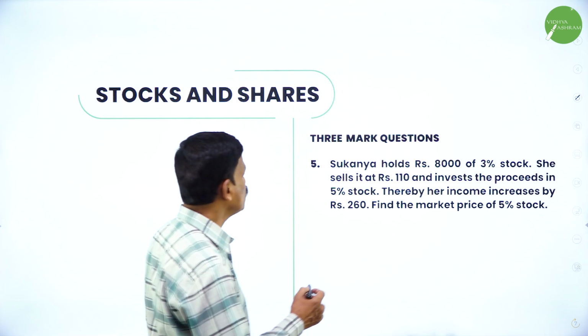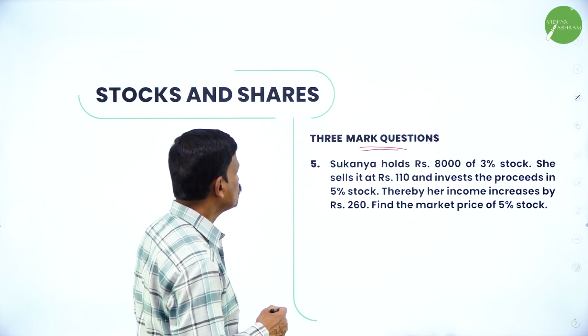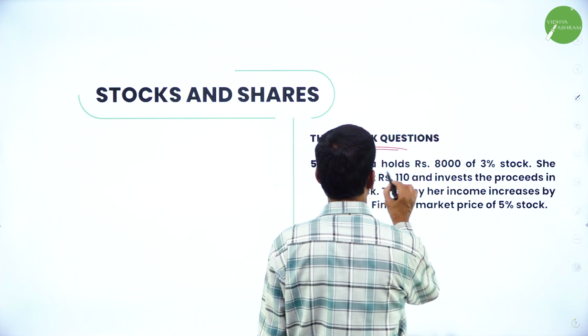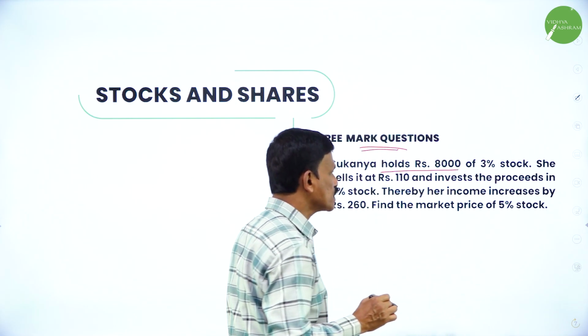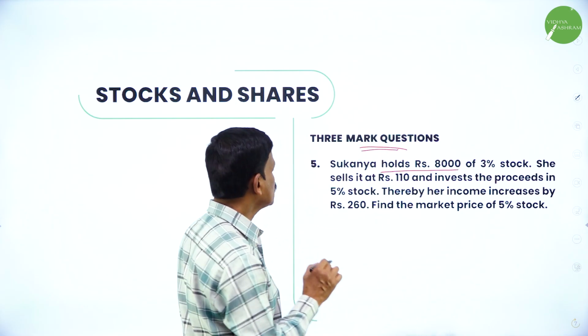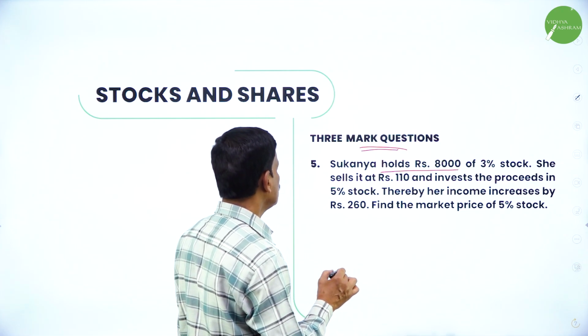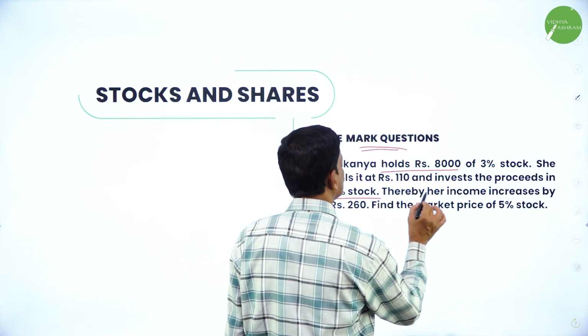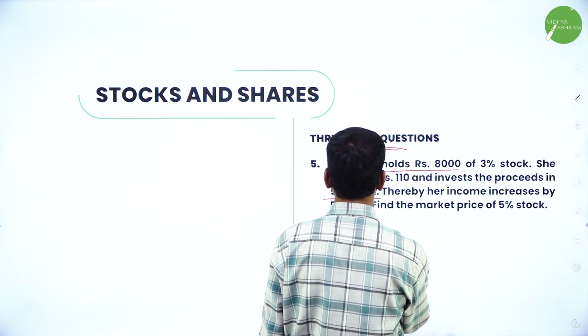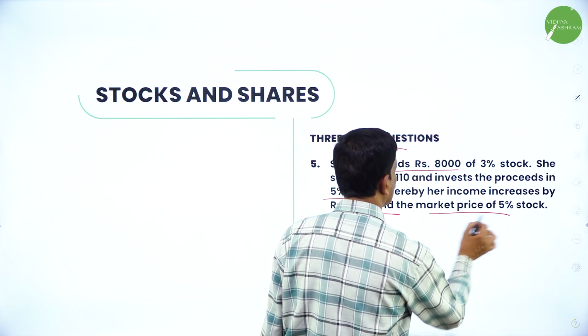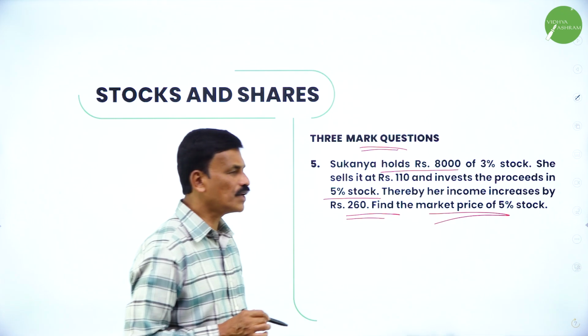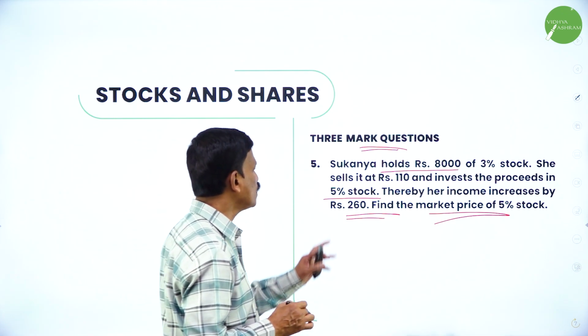Now let us discuss 3 marks questions. Sukanya holds rupees 8,000 of 3% stock. She sells it at rupees 110 and invests the proceeds in 5% stock. Thereby the income increases by rupees 260. Find the market price of 5% stock. This is an important problem.